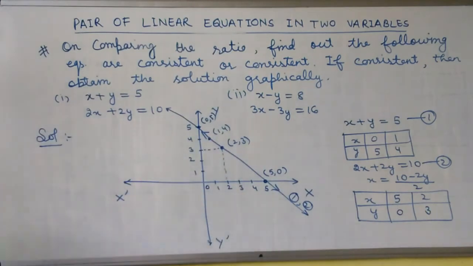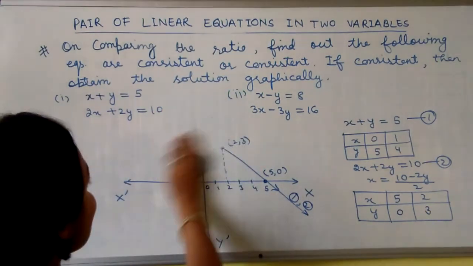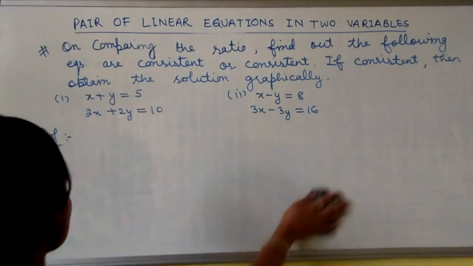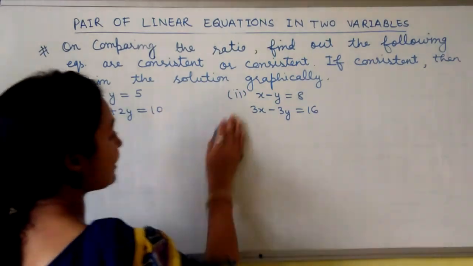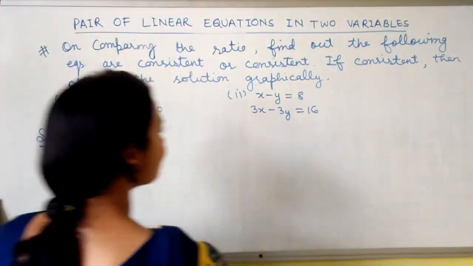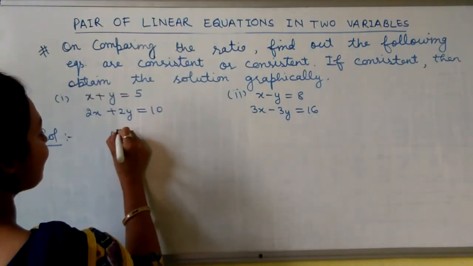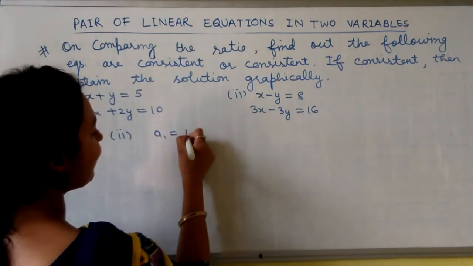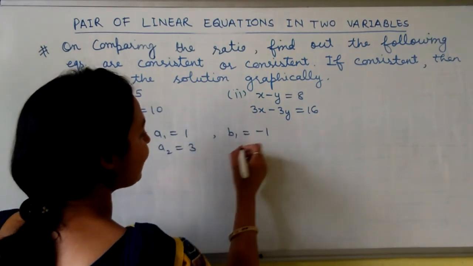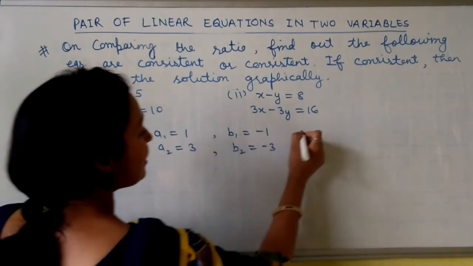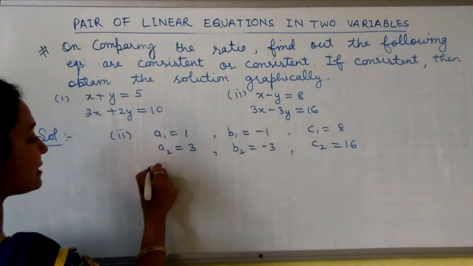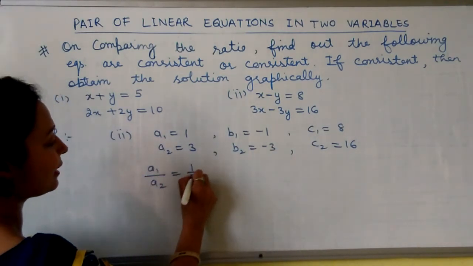Okay, come to the second part. If consistent, find the solution graphically. I will check whether it is consistent or not. If not, then there is no need to plot the graph. In the second, we have a1 equals 1, a2 equals 3, b1 equals -1, b2 equals -3, c1 equals 8 and c2 equals 16. I will check a1 upon a2, that is 1 by 3.